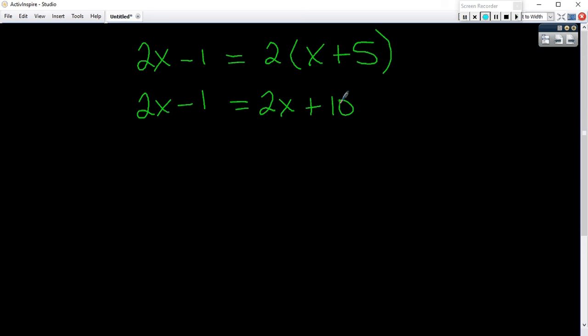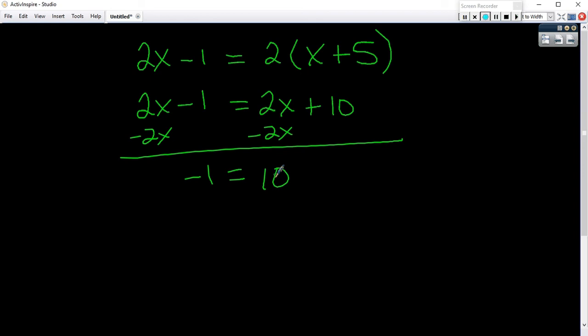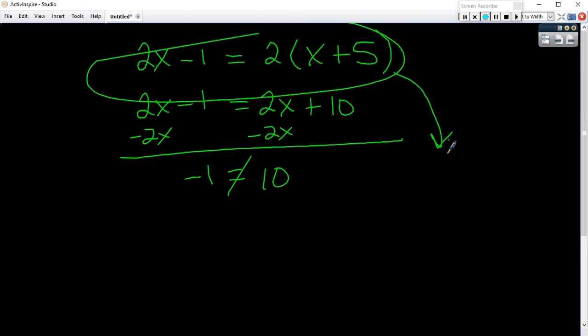Some of you are already seeing the problem. I got to get the x's together. So I need to move them, but what happens when you move it? Either when I move, that's 0. That's 0. Can negative 1 ever be 10? No. So this equation has no solutions. Which can happen.